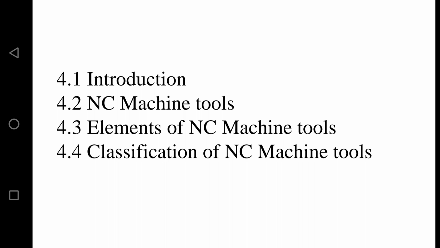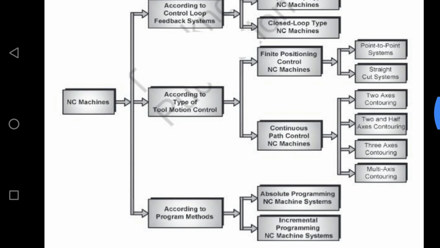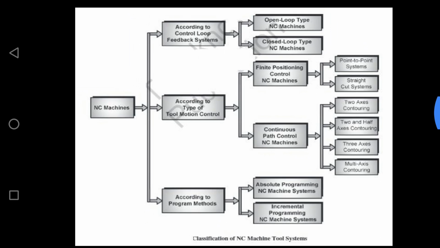Well, a question comes to your mind: what are the different types of numerically controlled machines? So, classification of numerically controlled machines. Numerically controlled machines are divided according to three things. The first one is according to the control loop feedback system. In the control loop feedback system, we have two types of numerically controlled machine. One is the open loop type and the second one is the closed loop type.